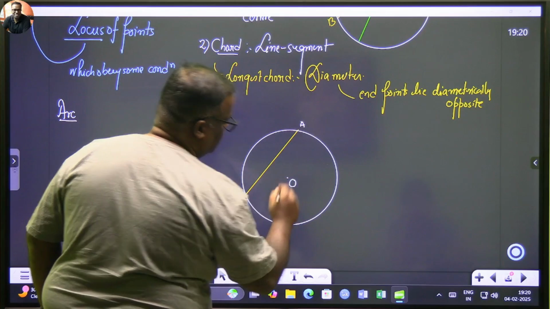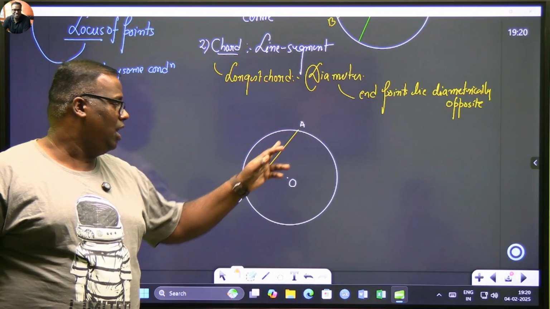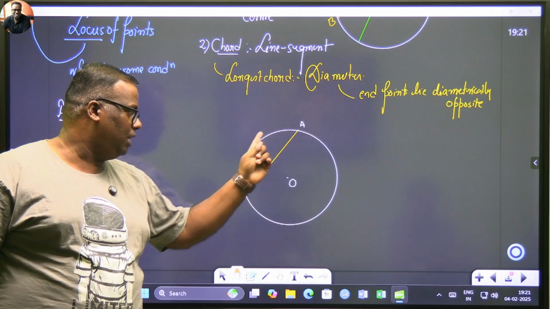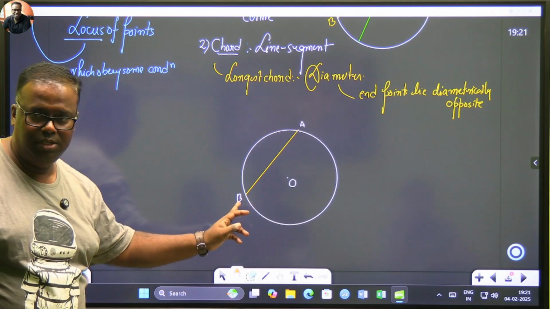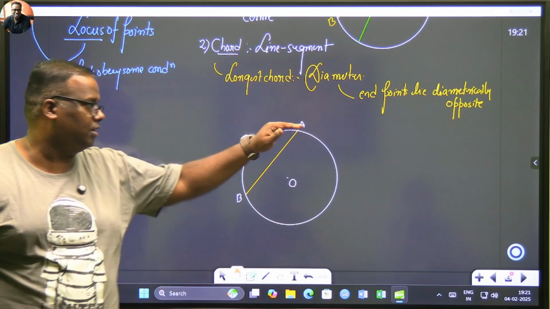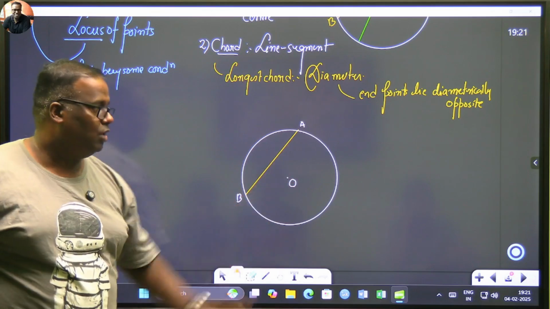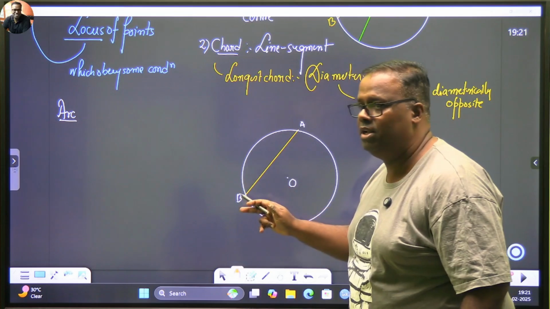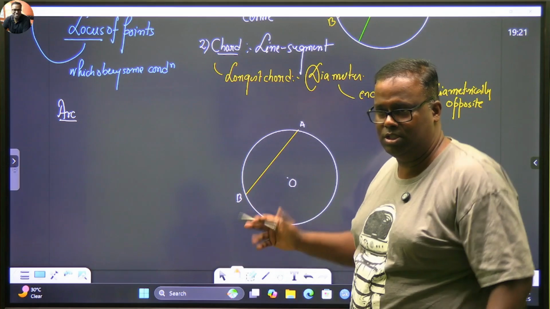AB, and this is my center O. Now, we have our chord AB, right? If you follow the circle from A to B, that portion of the circle is known as my arc. Arc, A-R-C, arc. A to B, if I'm following along the circumference. Now, you can tell me, sir, why did you follow A to B in this manner only? Why did you not follow A to B from this manner? You can also follow in this way. This is also an arc.